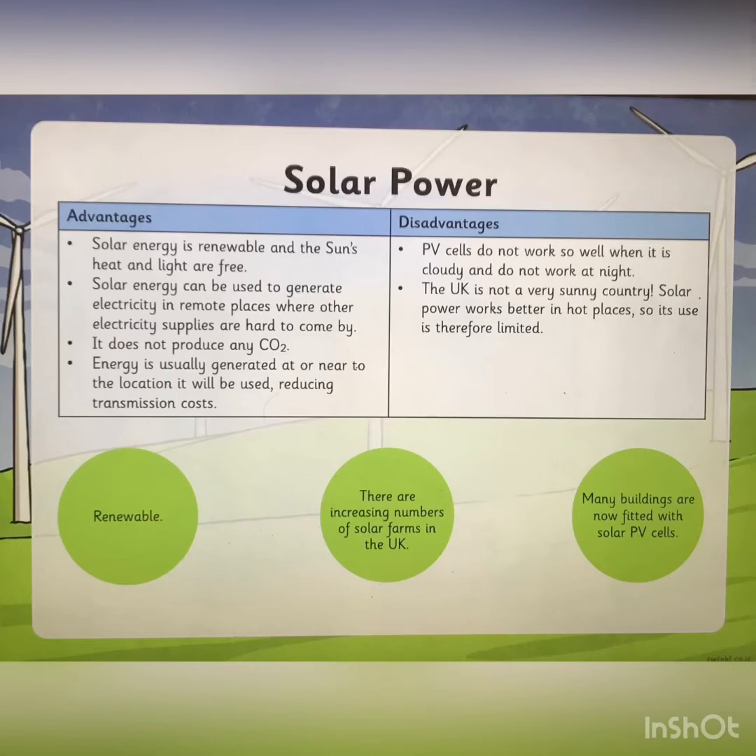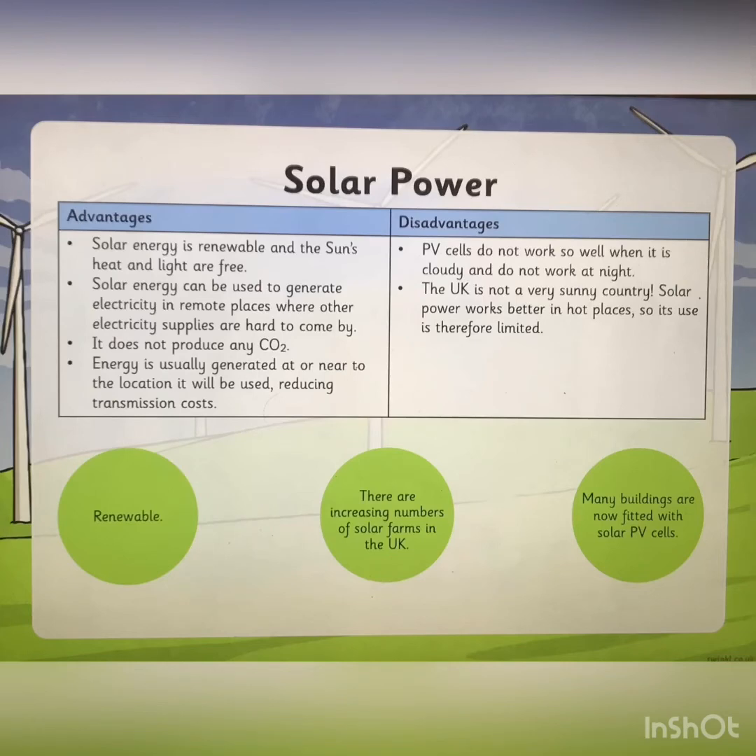Solar energy can be used to generate electricity in remote places that usually are far away from communities, so it's a nice handy way of keeping that iPhone charged. It does not produce any CO2, it is very clean, and energy is usually generated at or near the location that's being used, so transmission cost is very low.